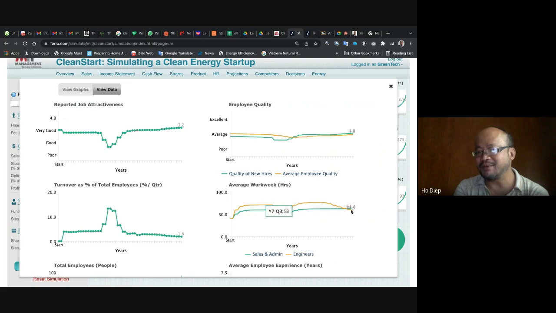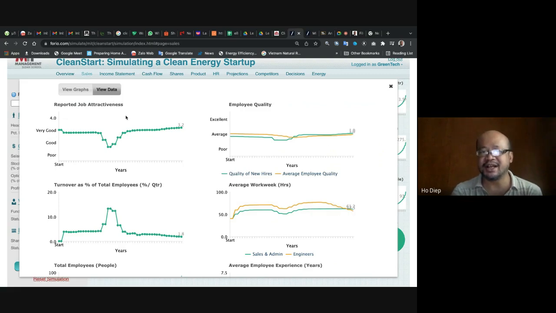We're having too many engineers at the moment. Maybe we need to start to reduce the number of engineers. You can see here, engineers' hours worked per week are much lower than the admin staff. So we need to increase our admin staff as well.